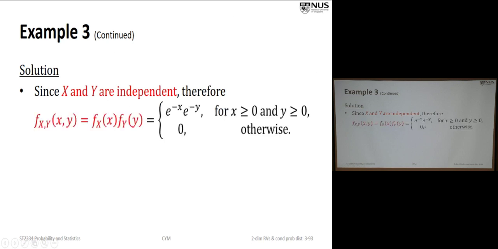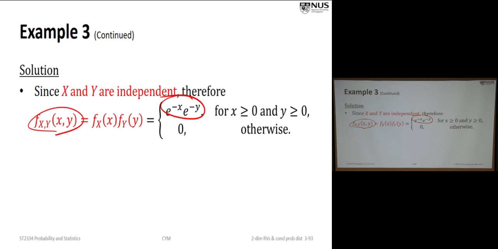So the joint distribution is equal to e to the power minus x times e to the power minus y, over the region x bigger or equal to 0 and y bigger or equal to 0. Always remember that when you say the joint PDF equals this expression, you must specify the range for which this is valid. So here it is x bigger or equal to 0 and y bigger or equal to 0.